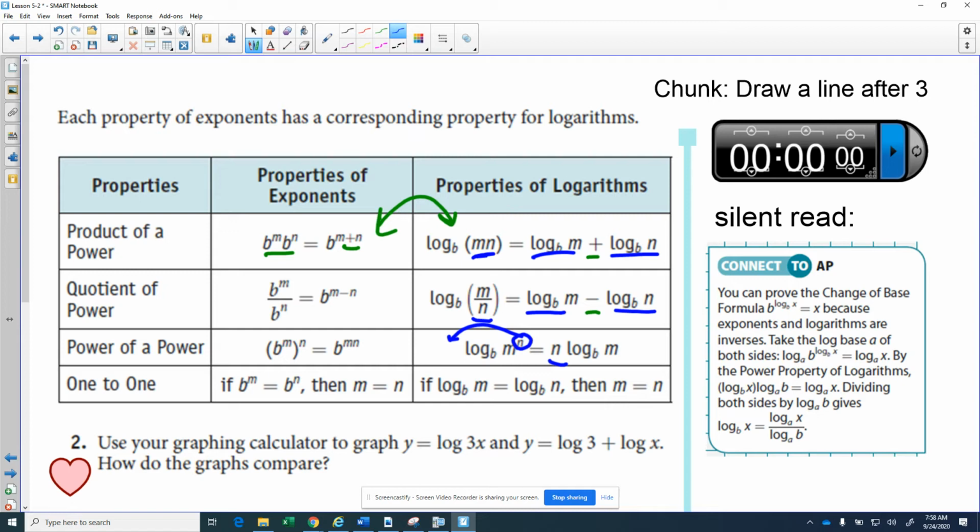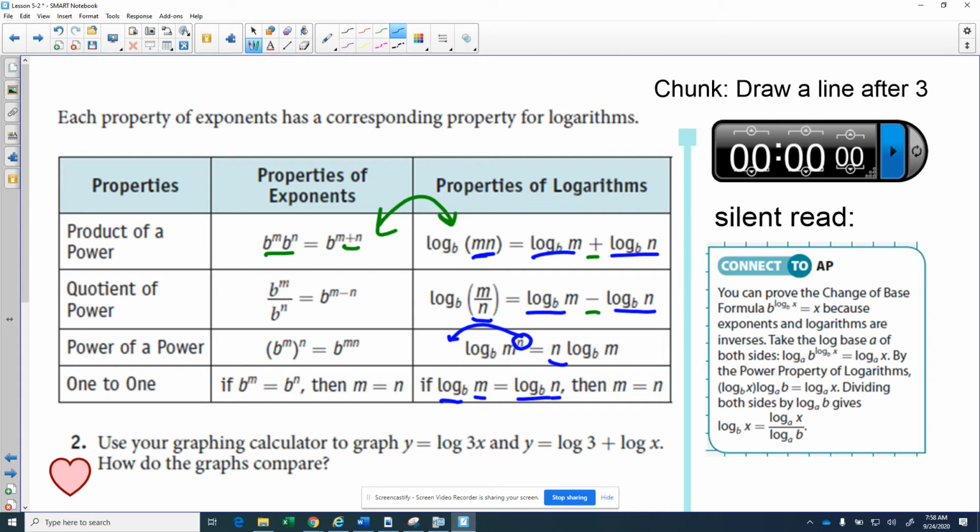And then this last one's pretty straightforward. Basically, for this last one, a one-to-one. Honestly, personally, I know it's considered a property, but it's pretty straightforward compared to the others. Basically, if you had a log base B and a log base B here, since they both have the same base, M and N have to be equal to one another. If you took away the logs, all you'd have left would be M equals N.